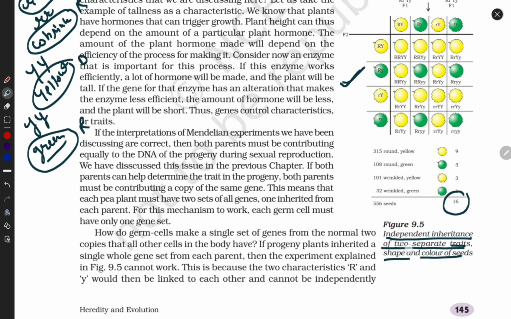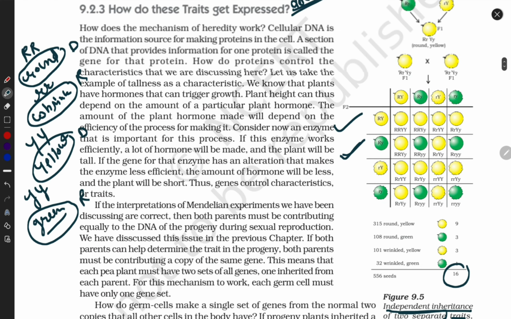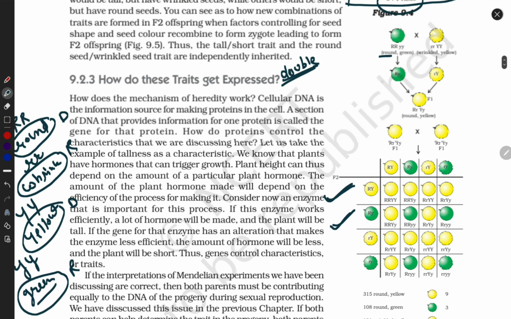The next law is the independent inheritance of two separate traits, shape and color. Before, we took one character, one trait. Now we take two traits, shape and color of seed, and we get this chart, this test cross. We get the F1 progeny, and then we cross to get the F2 progeny, and now we found this. So we have covered the two laws.